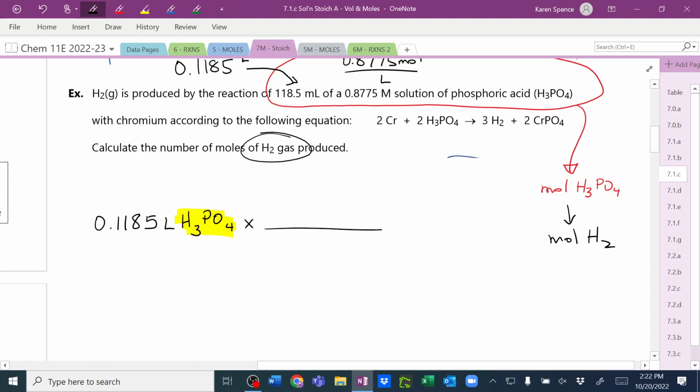And then we convert it into, let's see, we want to cancel liters and we want to find moles. 0.8775 moles per liter. And I should be writing, what should I be writing on the top? H3PO4. Otherwise it gets really complicated later.